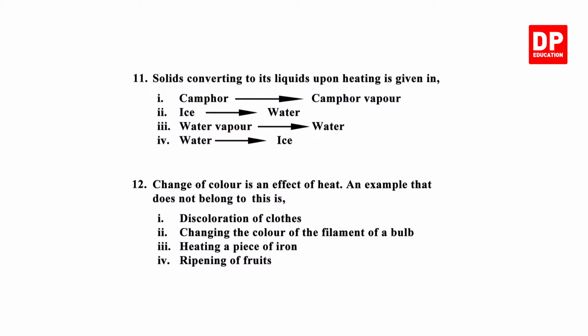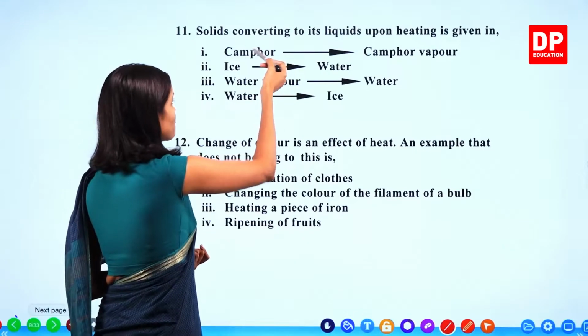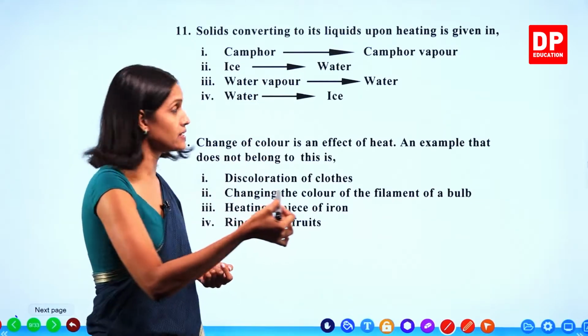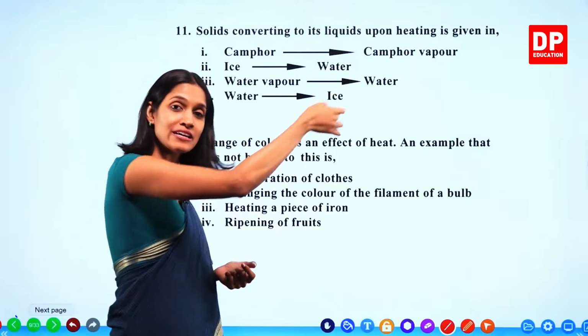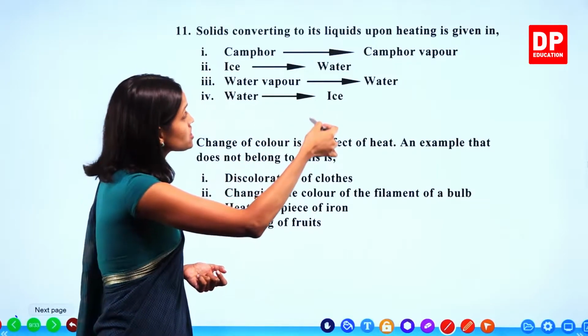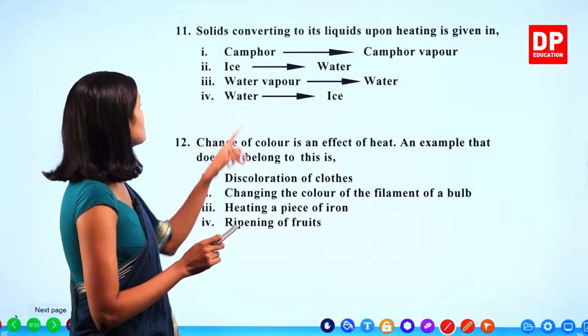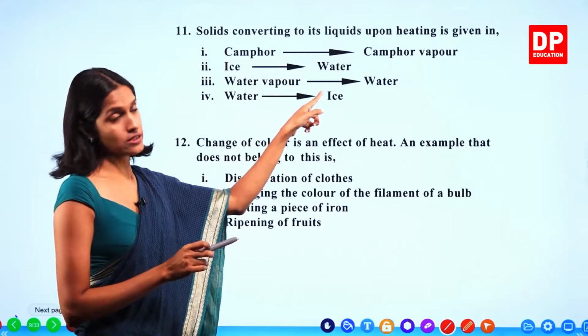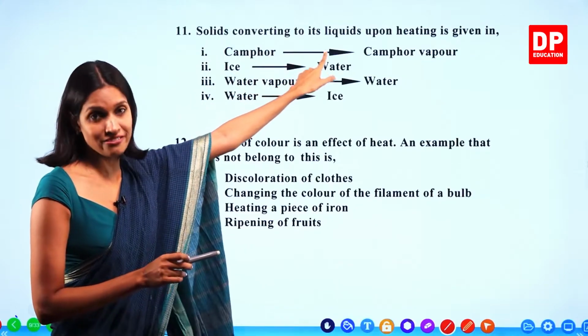Next one. Solids convert into liquids upon heating is given in. Right? Let's consider the first one. Camphor. Camphor is a solid. Convert into camphor vapor. Now, camphor vapor is a gas. The gaseous state of camphor is known as camphor vapor. Right? Ice into water. Now, you have to find the answer where solid converts to liquids.